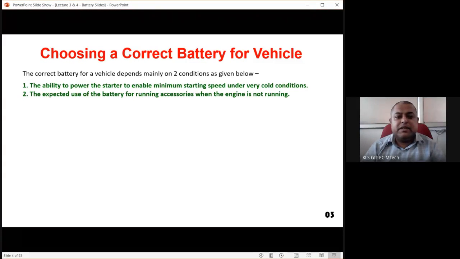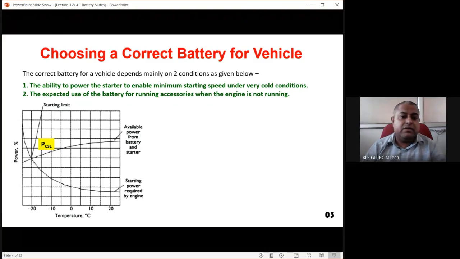Number two is the expected use of the battery for running accessories when the engine is not running. Accessories means there might be lights, there might be AC, there might be a sound system. All those things are accessories which require power. So if the engine is not running at the time, the battery should be running all those accessories. So these are the two main conditions which are required.